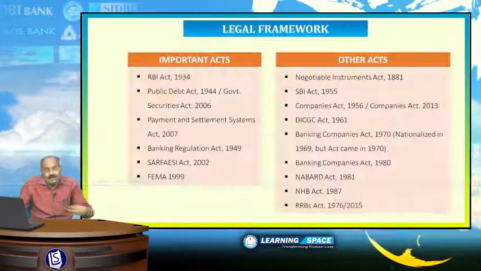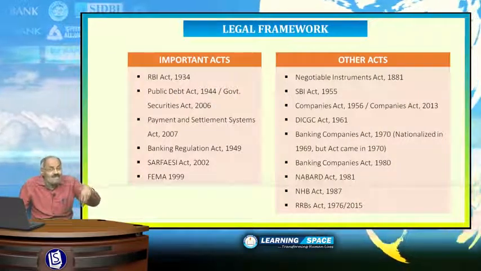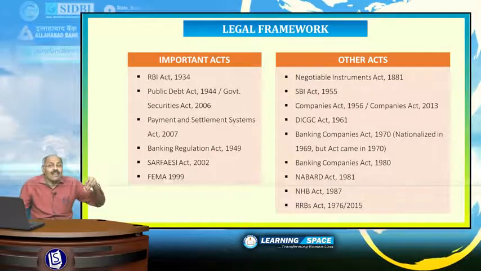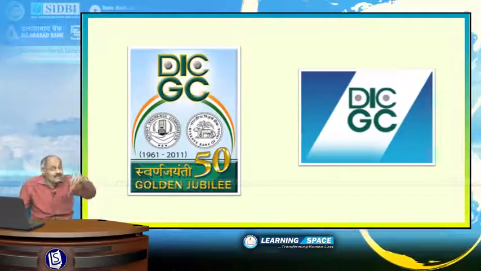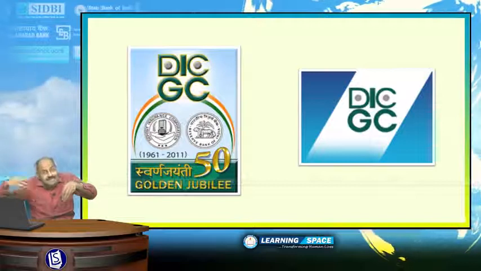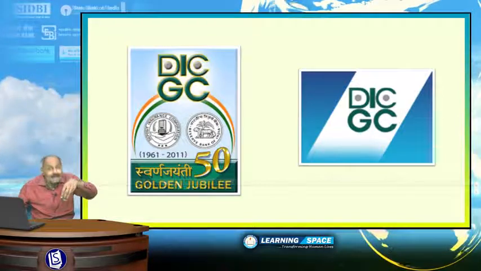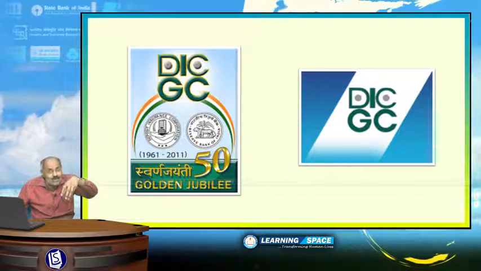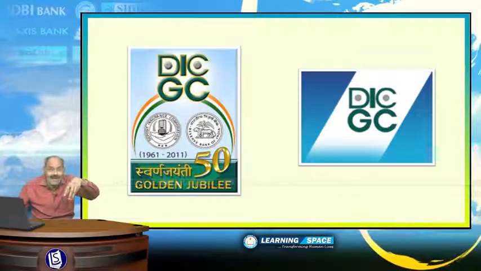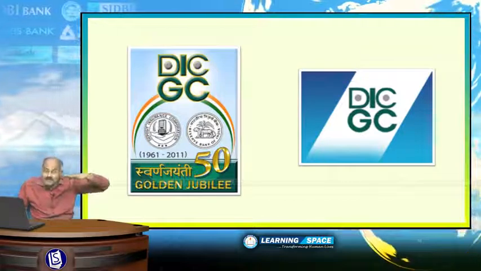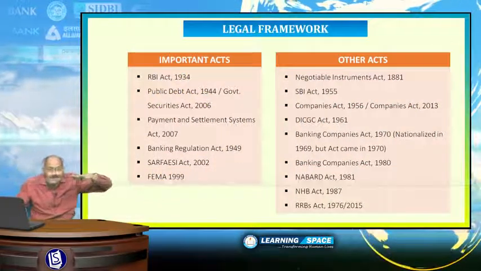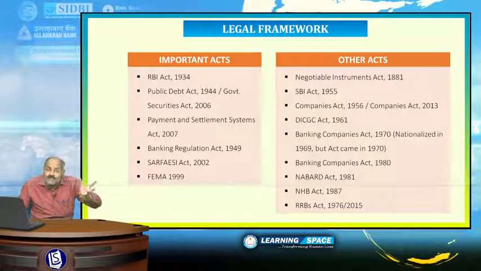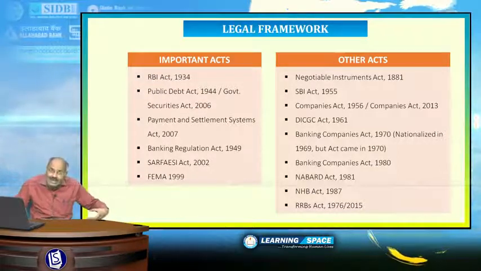Then the DICGC Act of 1961. DICGC, that is Deposit Insurance and Credit Guarantee Corporation, is a wholly owned subsidiary of the Reserve Bank of India. This act was brought in 1961 basically to compensate customers when a bank goes into insolvency. When a bank goes into insolvency, the customers of the bank will be paid up to a maximum of rupees 1 lakh under the DICGC Act. So that is looked after by the Reserve Bank of India, and please don't forget, the head of DICGC is one of the deputy governors of the Reserve Bank of India.